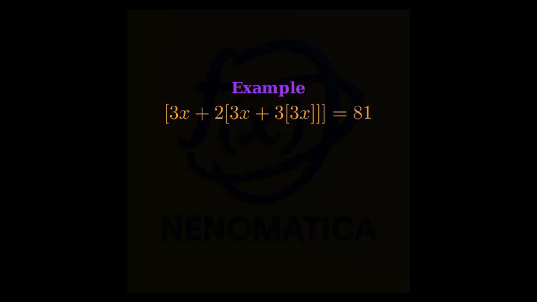Step 1. We will use the key property for the floor function. For any integer n, the floor of x plus n equals the floor of x plus n. Here, 3 times floor of 3x is an integer, so we can take it out of the inner bracket.